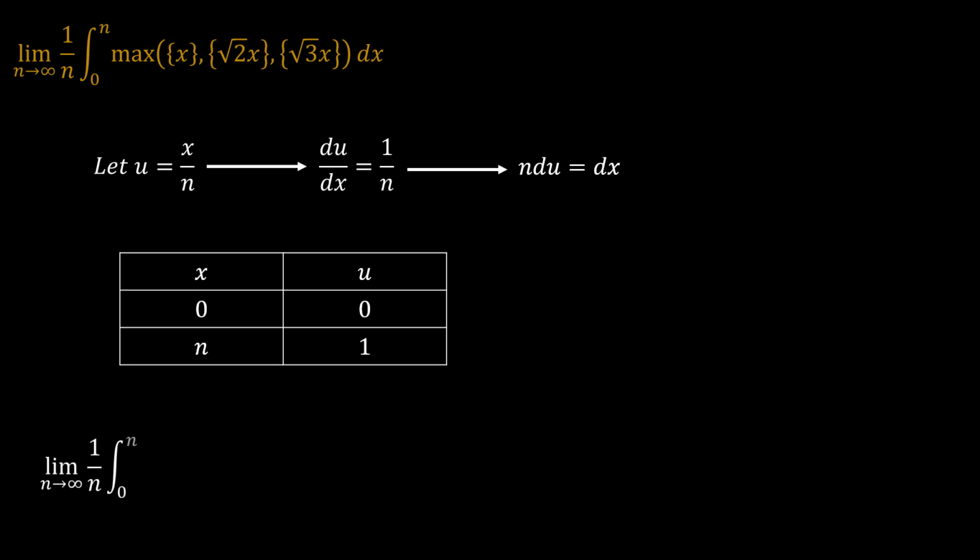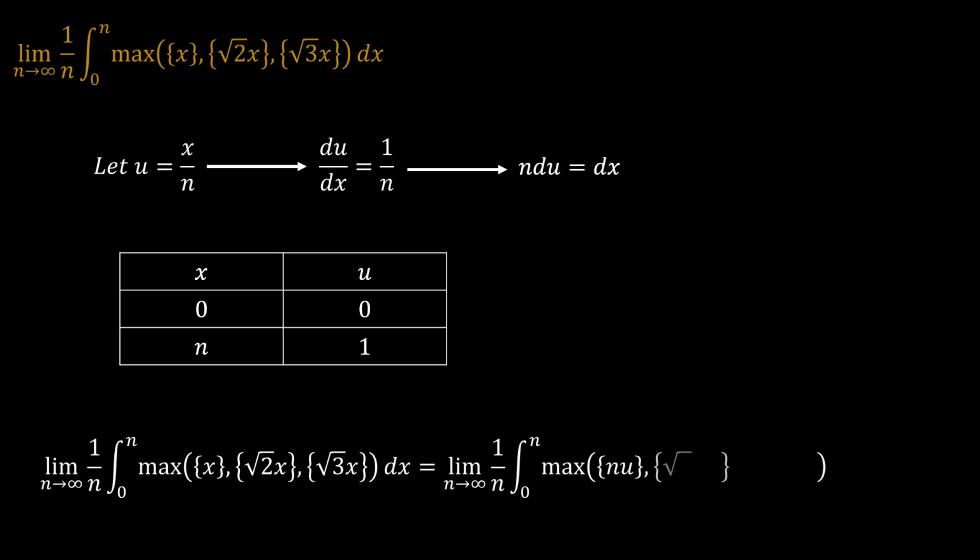So this problem becomes, first of all, for the limits, we saw that it is 0 and 1 here. And then the maximum of the fractional part, since n times u is x, where you see x, we have nu, and then square root of 2x becomes square root of 2 nu. Square root of 3x becomes square root of 3 nu, and then dx is n du. And we see that this n and this n would cancel out.